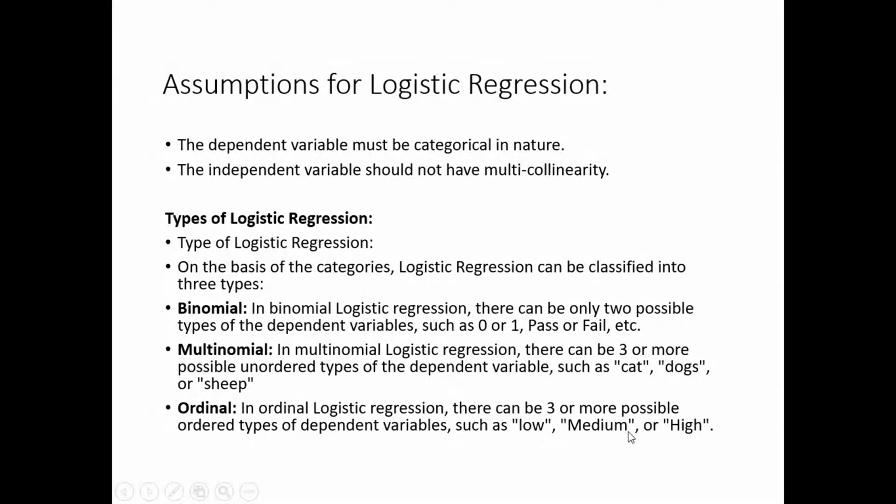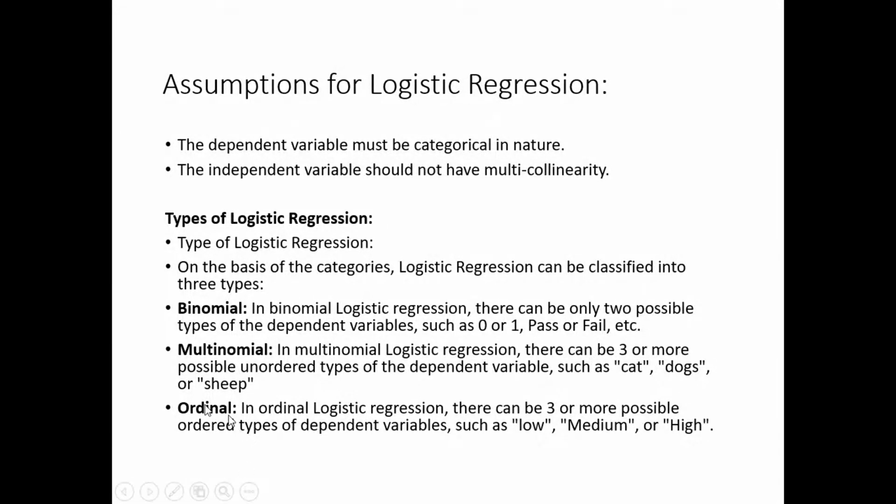And in ordinal, it's just a small difference. In ordinal logistic regression, there can be 3 or more possible ordered types of dependent variables. Here, you cannot order a cat, dog, and sheep. If we ask you to arrange them, you will not be able to, because you don't have any basis on which to arrange them, like numbers. That's why we are saying here that in multinomial, there can be 3 or more possible unordered types of dependent variables. That is your answers. Answers can be any 3, but you cannot order them.